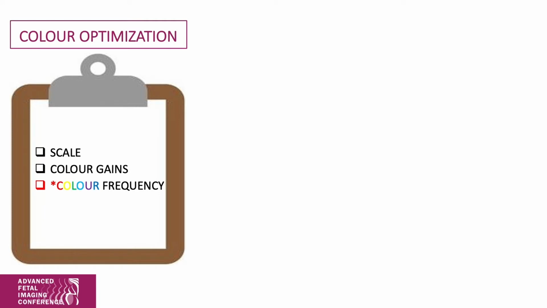I'm really excited to talk to you about this next concept, which is color optimization, including scale, gains, and color frequency. I'm just going to say that the order of operations matters for scale and gains. You should always make adjustments to scale first, then color gains. It's kind of like putting your shoes on first and then your socks. It's not made to work that way, and you'll just be repeating the steps.